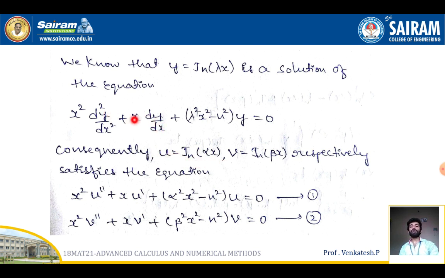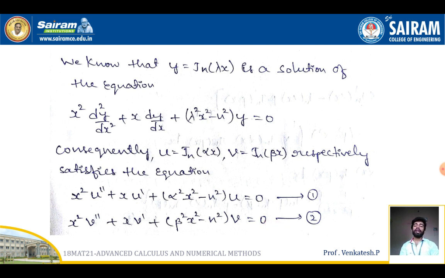It means that in the place of y, I replace u in one equation with lambda equal to alpha, and I replace v in the other equation with lambda equal to beta. On replacing, I will get x square u double dash plus x into u dash plus (alpha square x square minus n square) into u is equal to 0. One more is x square v double dash plus x into v dash plus (beta square x square minus n square) into v is equal to 0. Call this equation number 2.